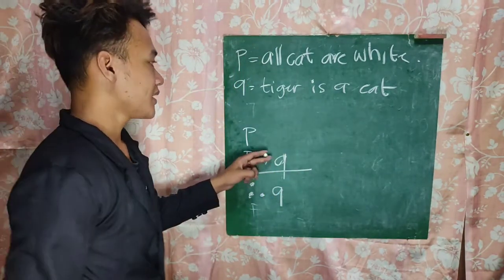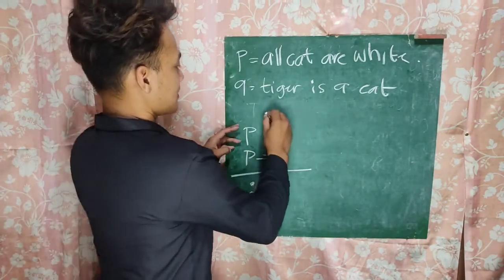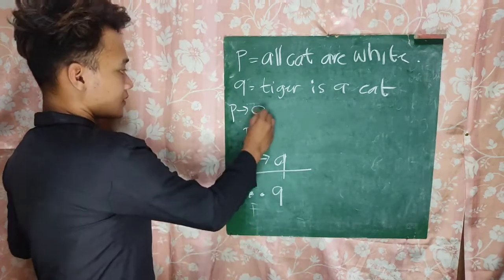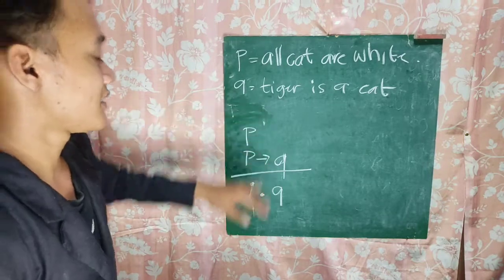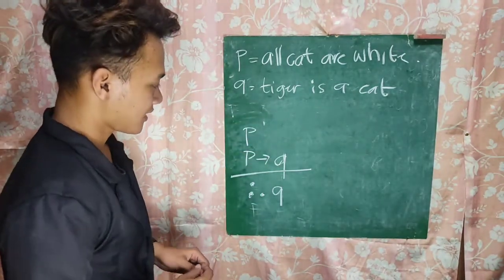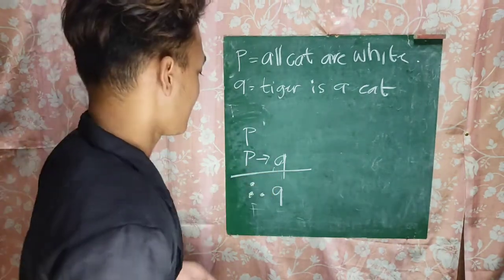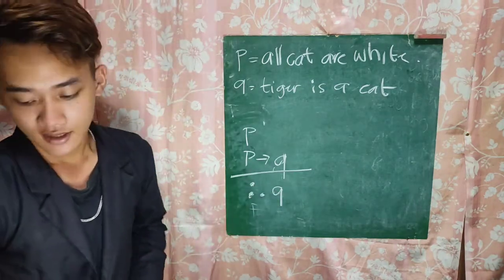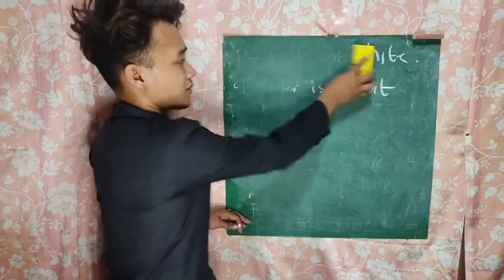So implication: if all cats are white, then Tiger is a cat. That's how you use if and then. And Q, Tiger is a cat. Therefore, our conclusion is true. The total.